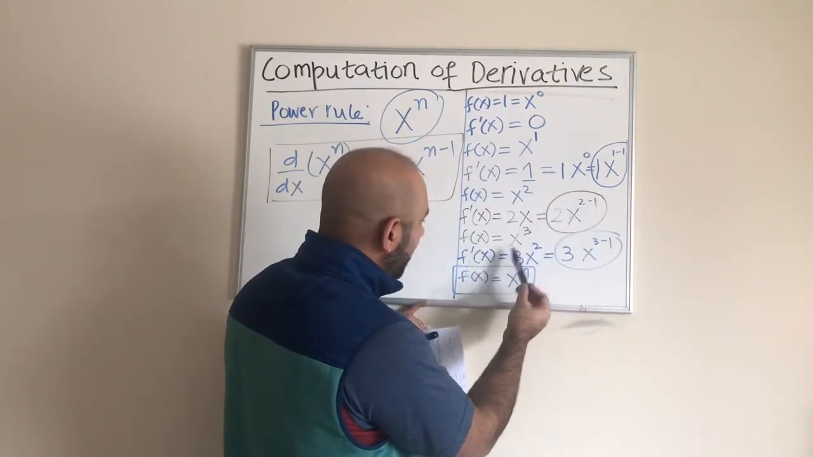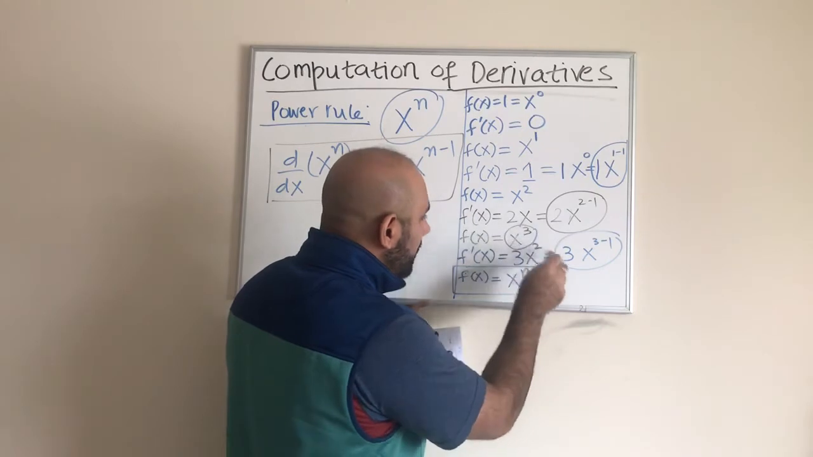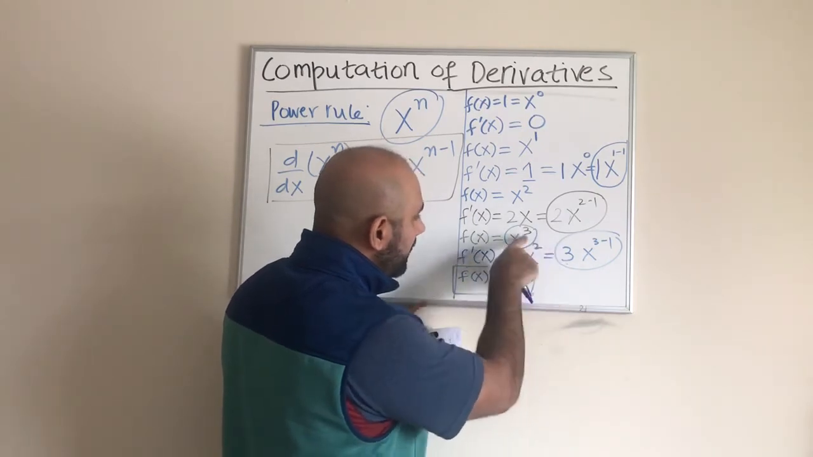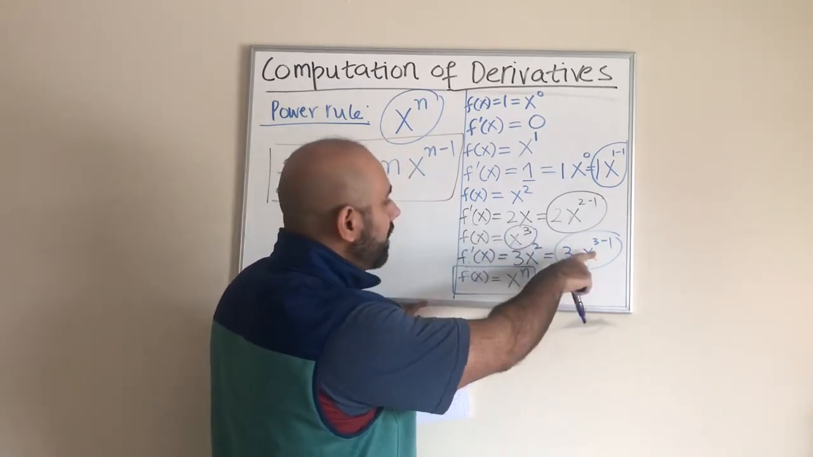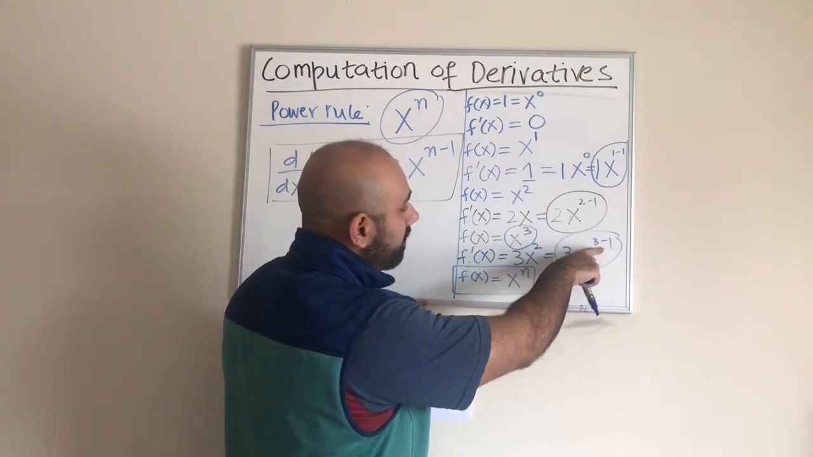Let us first look at this. When I have an x cubed, 3 comes in the front, but 3 is that exponent right here. And then what is happening to the exponent on the right hand side? You're reducing it by 1, right?